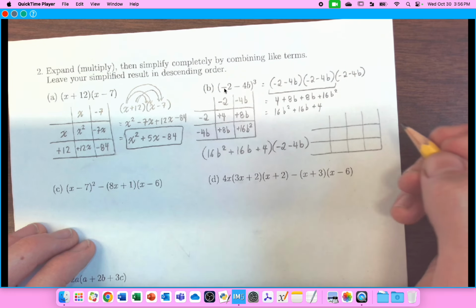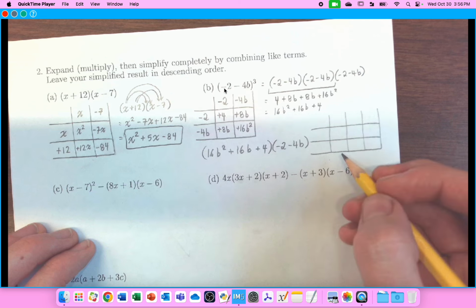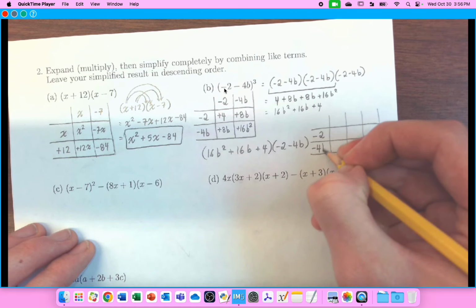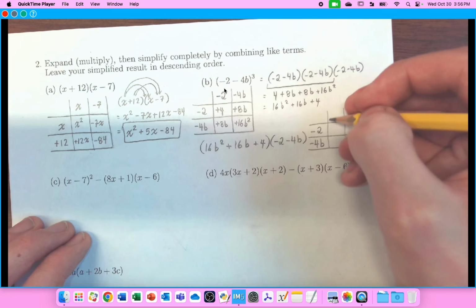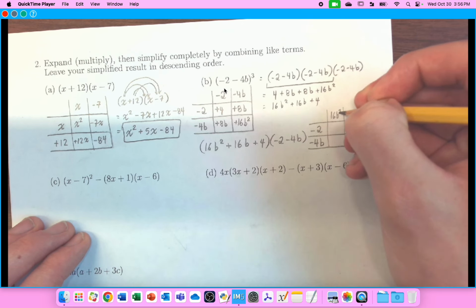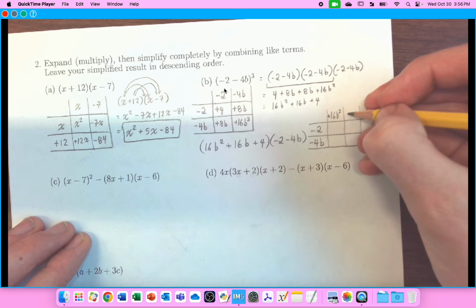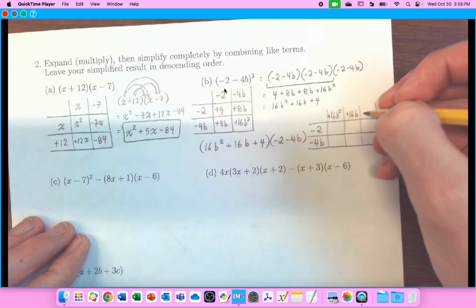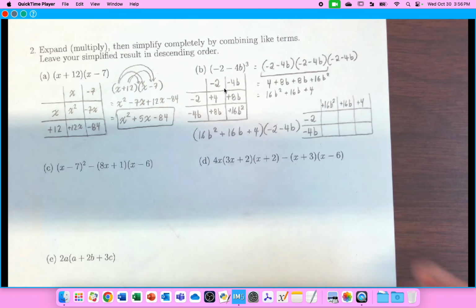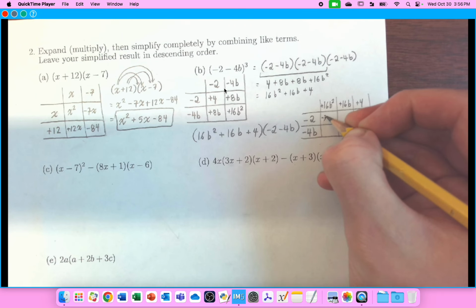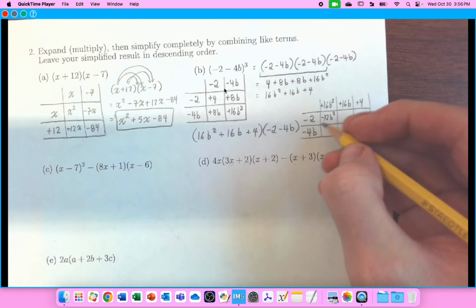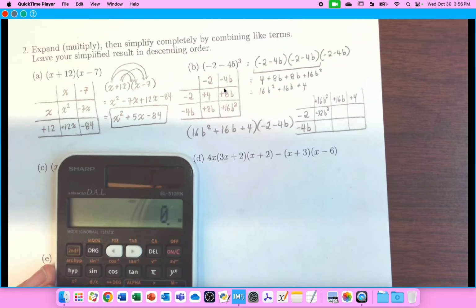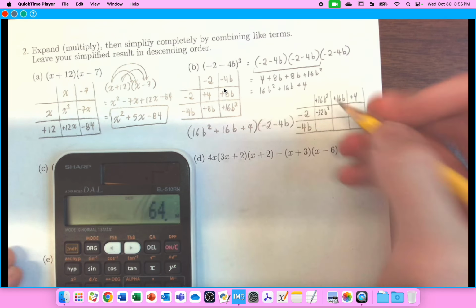So is that enough slots? Oh yeah, it is. Negative 2, negative 4b times 16b squared, and that's positive. Positive 16b and positive 4. So negative 32b squared. Oh, this is going to be crazy. It's not that crazy. Just have to do some multiplication.